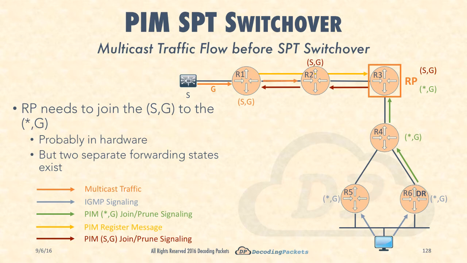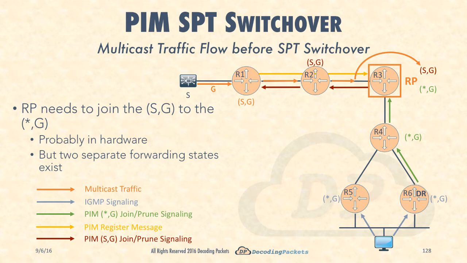R1 will send that packet towards R2. Now this is going on the S comma G tree. R2 sends it to R3, again on the S comma G tree. But R3, being the RP, has a stub entry for the S comma G tree. That just means that there is no oil on that tree. There is no outgoing interface list.